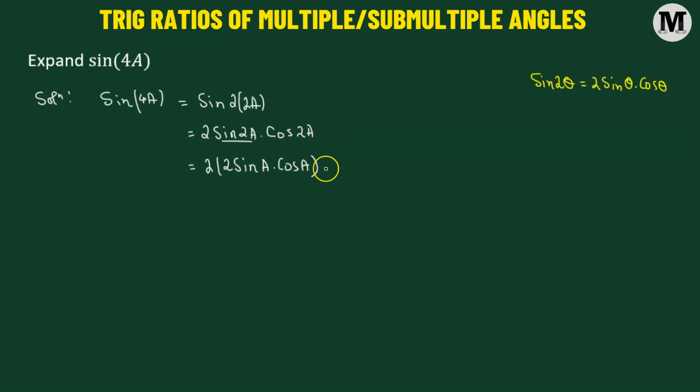Now cosine 2a can be expressed as cosine 2 theta equals cosine squared theta minus sine squared theta. So this can be used to expand cosine of 2a, which is going to give us cosine squared a minus sine squared a. Okay, so let's now expand.